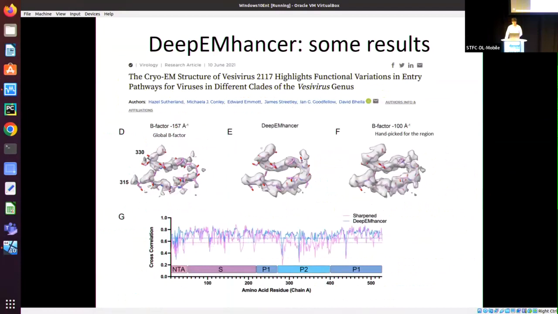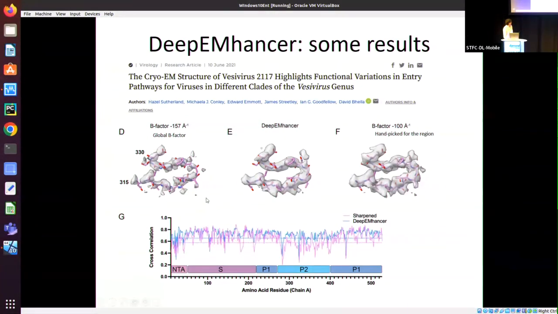I like this paper very much because it is one of the first papers that used DeepEMhancer, and probably during the review process, since it was very new, they needed to perform several, let's call them, soft validation strategies. They show in this plot that the pink line, the sharpened map, tends to correlate poorly. The correlation with the atomic model is lower for the sharpened map than when you use DeepEMhancer for most of the protein.